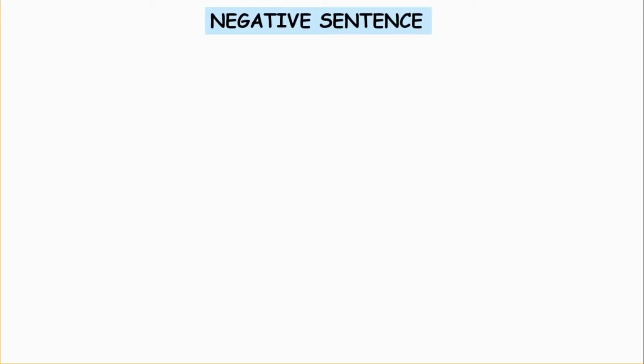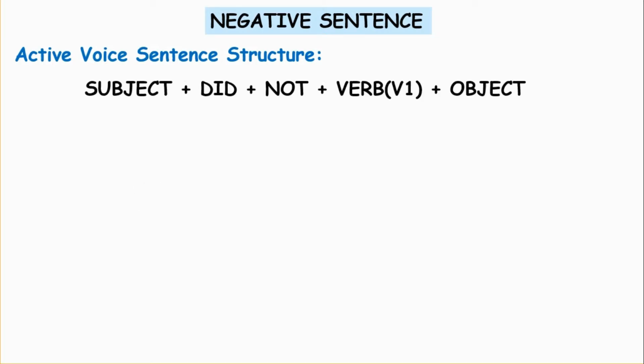And let's just talk about negative sentence. What is negative sentence, dears? Which includes not in it. Okay, so active voice sentence structure in negative sentence of simple past tense: subject plus did plus not plus verb V1. You know this rule, right? Did plus V1 becomes V2. Okay, did plus not plus V1 plus object.